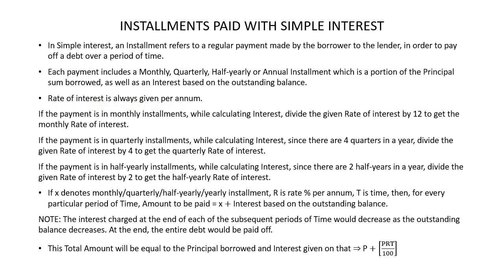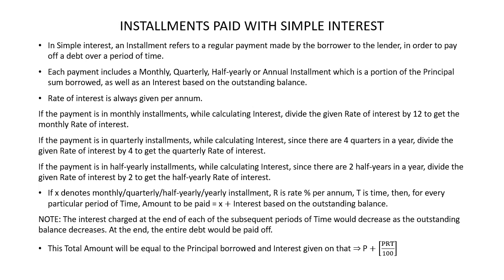So if the payment is made in monthly installments, then while calculating interest, divide the given rate of interest by 12 to get the monthly rate of interest. If the payment is in quarterly installments, then while calculating interest, since there are 4 quarters in a year, divide the given rate of interest by 4 to get the quarterly rate of interest. If the payment is in half-yearly installments, while calculating interest, since there are 2 half years in a year, divide the given rate of interest by 2 to get the half-yearly rate of interest.